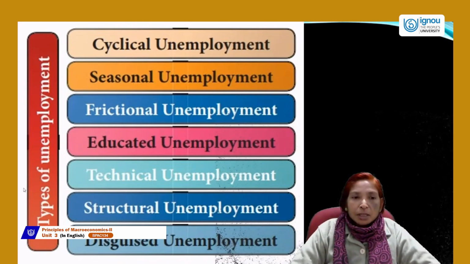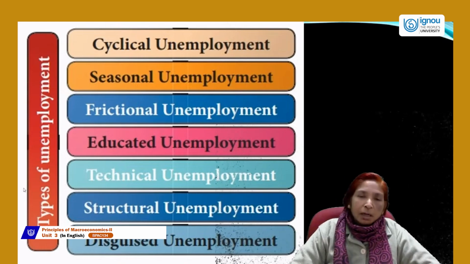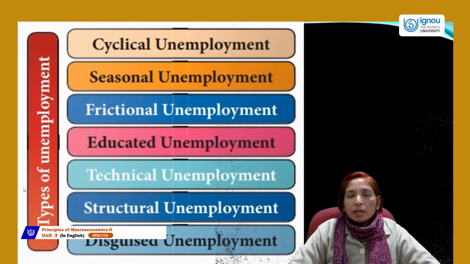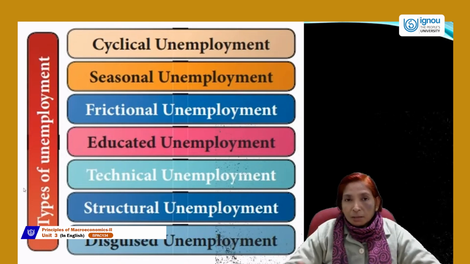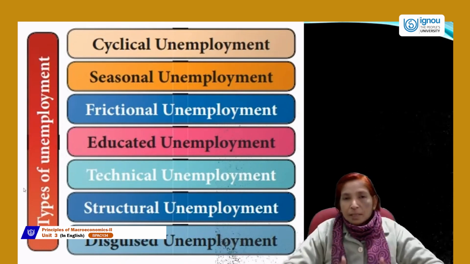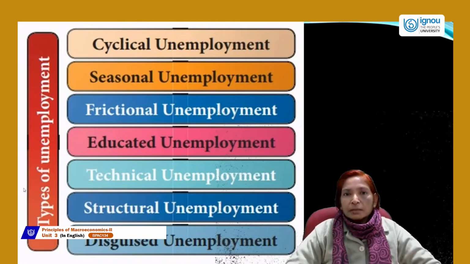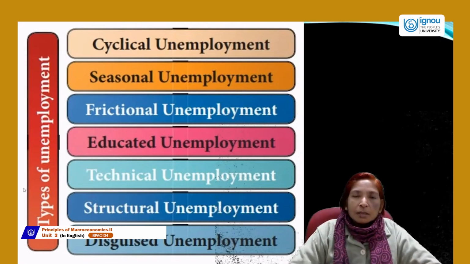Next is frictional unemployment. Frictional unemployment is a common unemployment which can be found in developed countries or in developing countries. Frictional unemployment is a situation when a person remains unemployed. If a person leaves one job to search for another job or a better job opportunity, the time period in between, in which that person remains unemployed, that situation is called frictional unemployment.